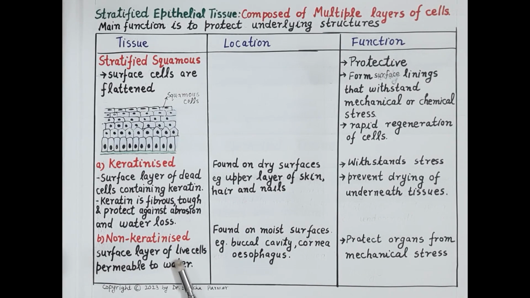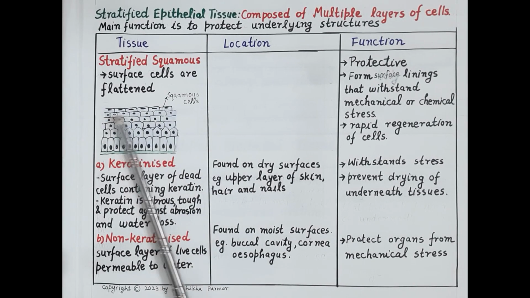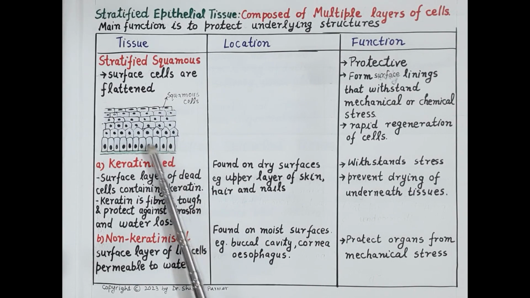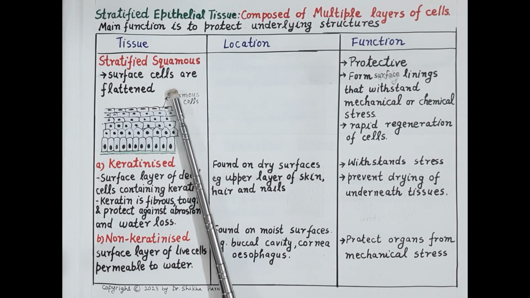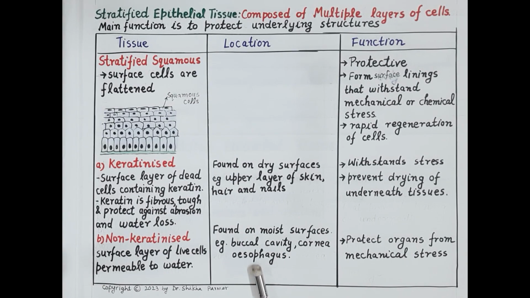Now, in the non-keratinized tissue, cells of the surface layer are live. There is no keratin, and this surface layer is also permeable to water. Water can go inside and water can come outside. So, this non-keratinized tissue is found on the moist surfaces. Like it forms the lining of buccal cavity, it covers the cornea of eye, it forms the inner lining of esophagus. Here also, the main purpose is the protection.